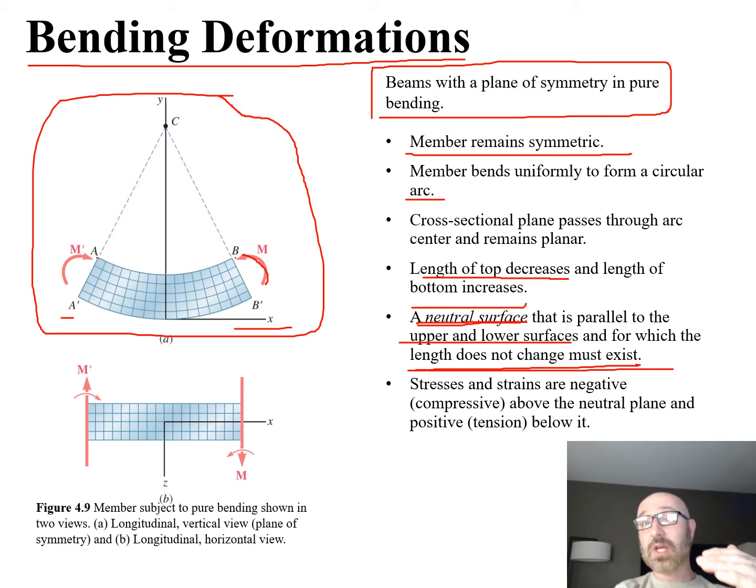So stresses and strains are negative, they're compressive, at the top, when they're above that neutral plane. But they're going to be positive, in tension, below that neutral plane. So the neutral plane is our limit, where that length doesn't change, and above it goes into compression, and below it goes into tension. You're compressing all these top elements, but stretching all these bottom elements into tension.